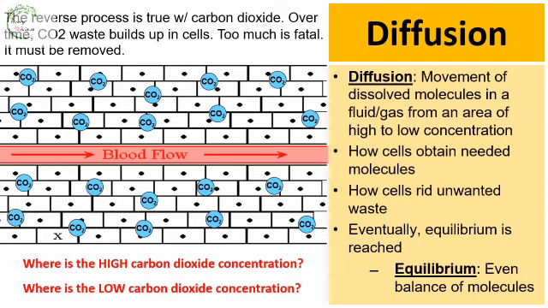Well, ask yourself, where is the high carbon dioxide and where is the low carbon dioxide concentration? Well, the high concentration is in the cells. The low concentration is in the bloodstream. So carbon dioxide will diffuse into the bloodstream, and your heart is continually pumping this blood. In this case, the carbon dioxide is going to go back to the lungs.